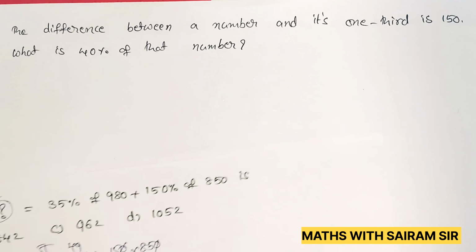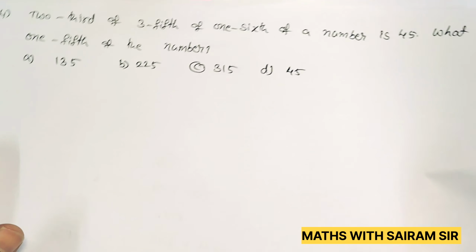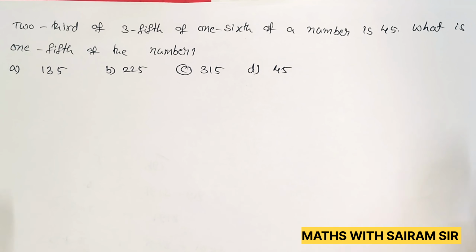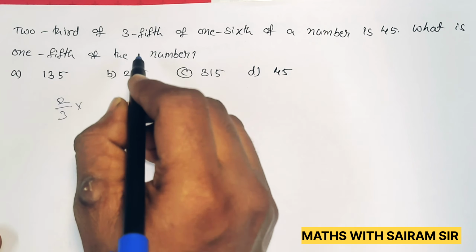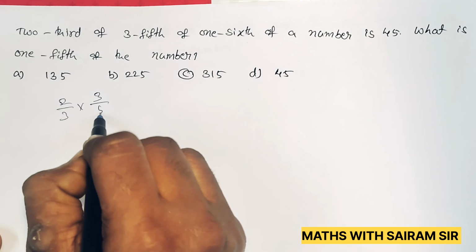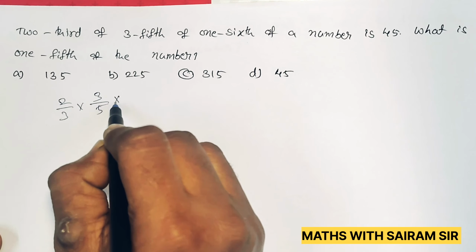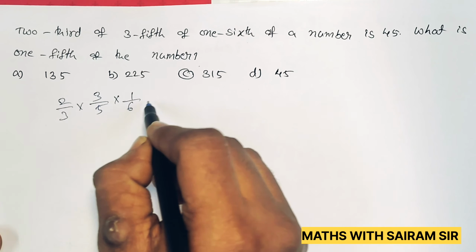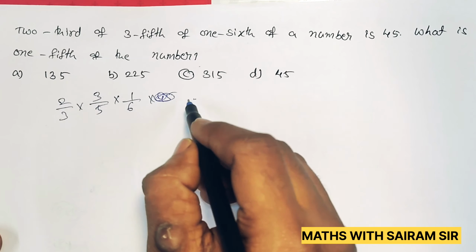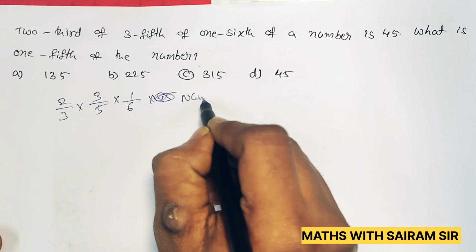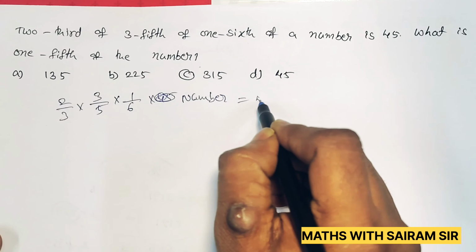Now let us observe the next question. 2/3 of 3/5 of 1/6 of a number is 45. Then what is 1/5 of that number? What we have given? 2/3, that means 2 by 3 times of 3/5, 3 by 5 times of 1/6, 1 by 6 times of a number gives us 45.